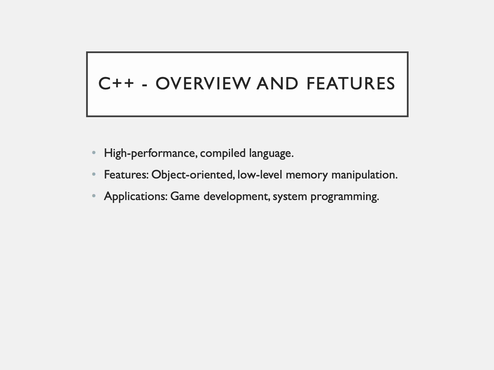So the key features, like I just said, are high performance, object-oriented programming, and low level memory manipulation. C++ is designed to deliver exceptional performance. Its compiled nature and support for direct memory manipulation make it suitable for applications where speed is critical, such as game engines and real-time systems.